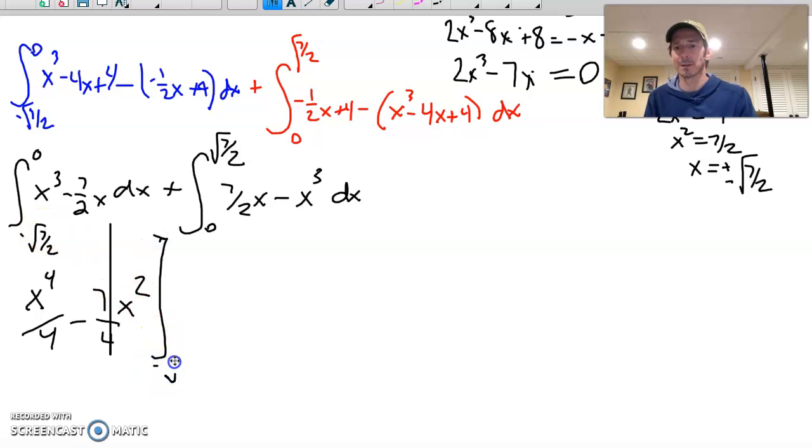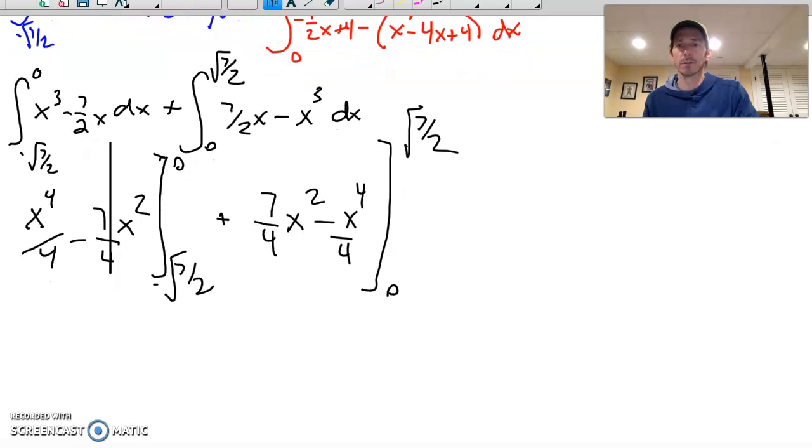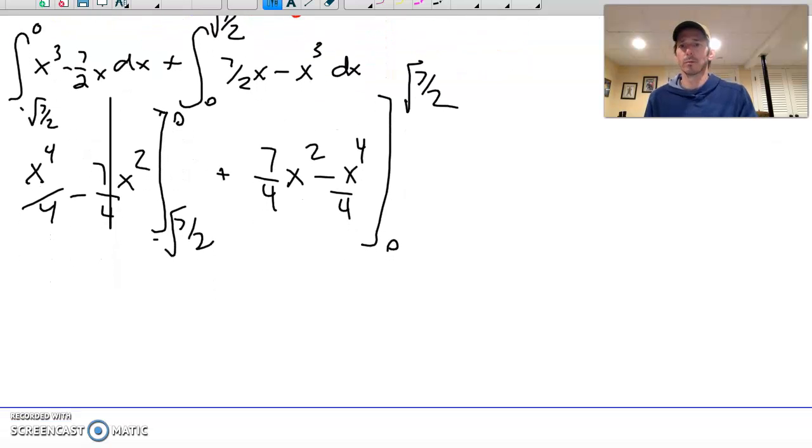I've got to plug in what appears to be a gross value, but I'm not going to worry about it. Plus, I'm going to integrate this. It's basically going to be the same thing, but the opposite. So this is going to become 7/4 x squared minus x to the 4th over 4. And again, my bounds here are 0 to positive root 7/2. So you may not appreciate the 7/2 under a square root, but I'm not going to worry about it too much.